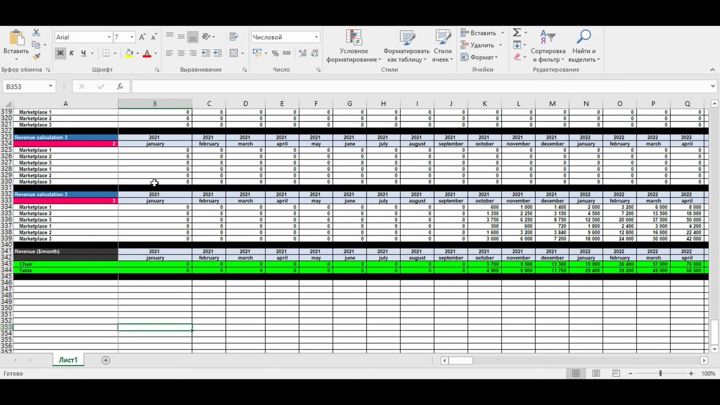Our channel is devoted to business planning and financial modeling, and today, before we move to the cash flow statement, we will talk about a loan: how loan parameters can be inserted into a financial model. Let's do it.